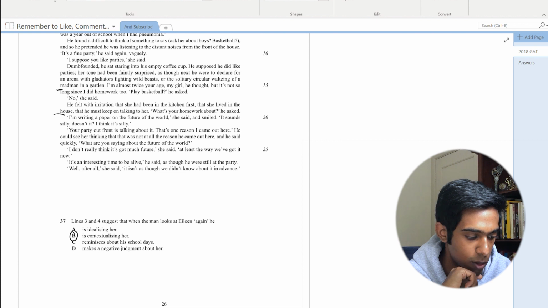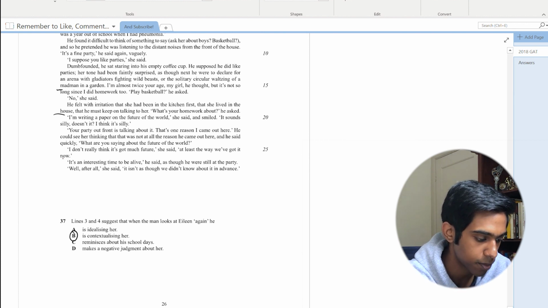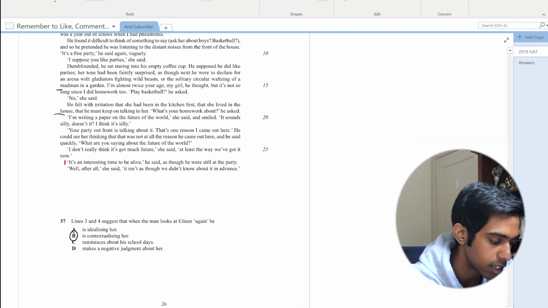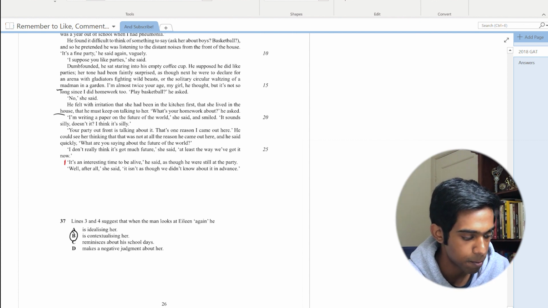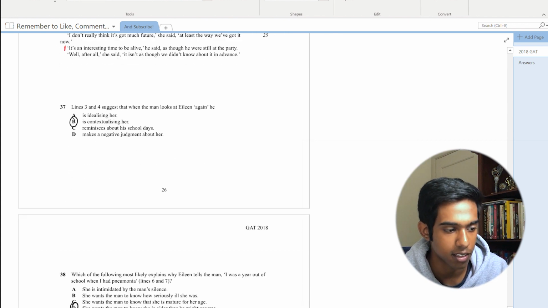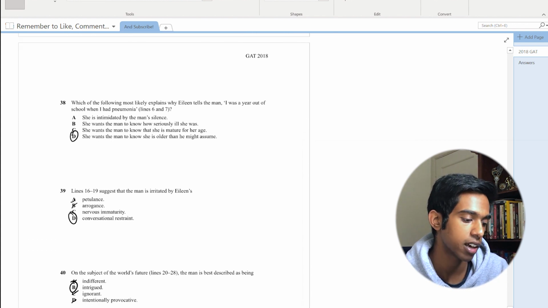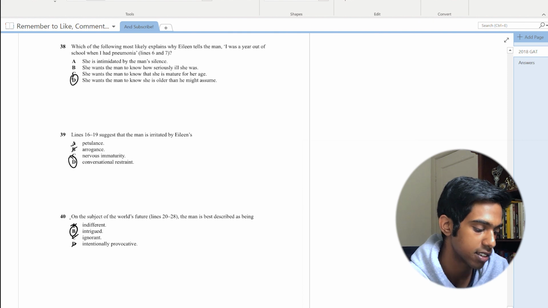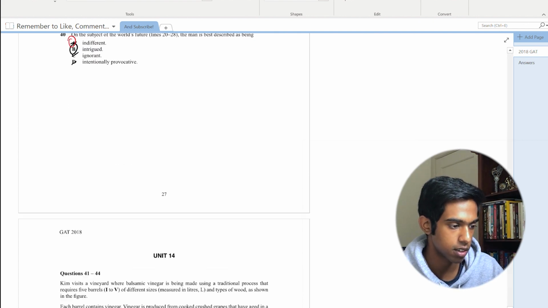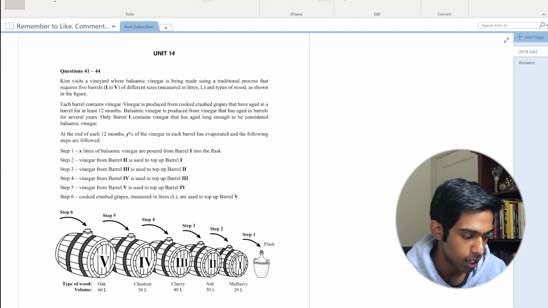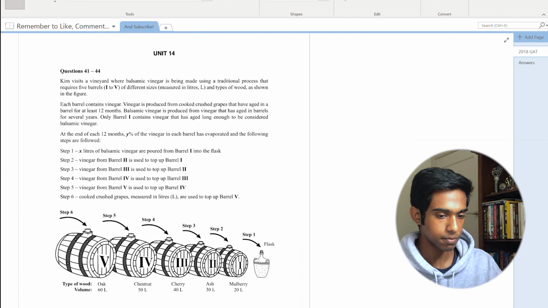And he said quickly, "What are you saying about the future of the world?" I guess also this sentence here, "It's an interesting time to be alive," he said, as though he was still at the party, suggests that he has these default responses. And that would suggest that he is indifferent. So that's probably why I got it wrong. I didn't really see that before. Let's go on to the next set.